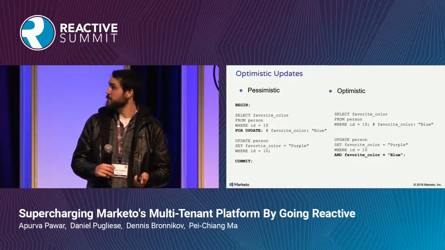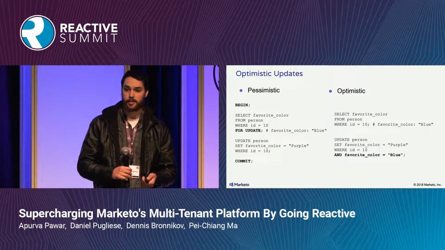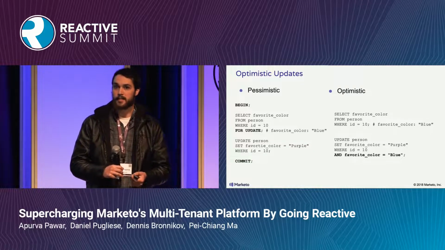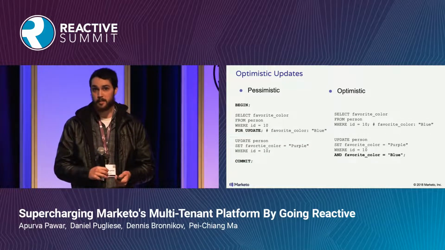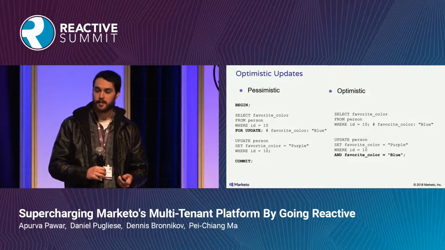Contrast that with our new system. We do a normal select, we don't lock anything, we don't use any transactions, but in our update, we build in an assumption that that state is still stable. Sometimes that assumption fails, and then we just keep retrying until we get to a stable state.